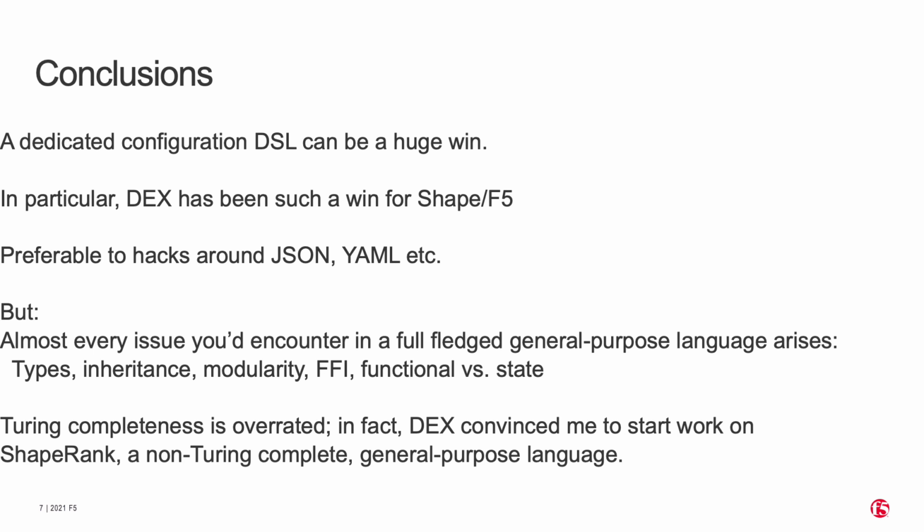And the other big conclusion is that Turing completeness is overrated. We have been able to do pretty much anything we need for this language, but also to see that in most cases, what you do in a general purpose language would also work, and that has inspired to some degree the work on ShapeRank that I'm talking about elsewhere.